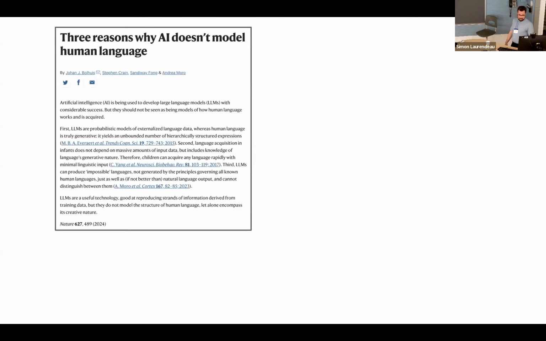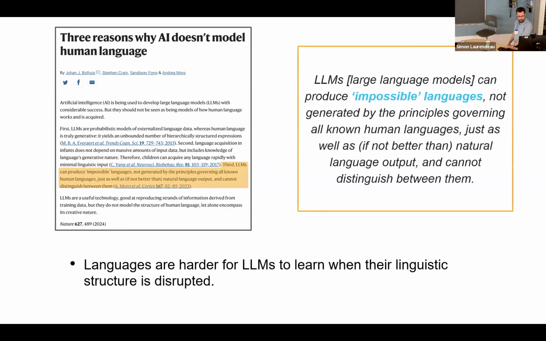So this work is somewhat responding to a perspective that's recently been put forward in the field. This is an interesting letter to Nature, and it's not only them, but other people have had this idea. There's a claim that large language models can produce impossible languages, not generated by principles governing all known human language, just as well as, if not better than natural language output, and cannot distinguish between them. So there's this idea in the field that language models don't tell us anything about language.